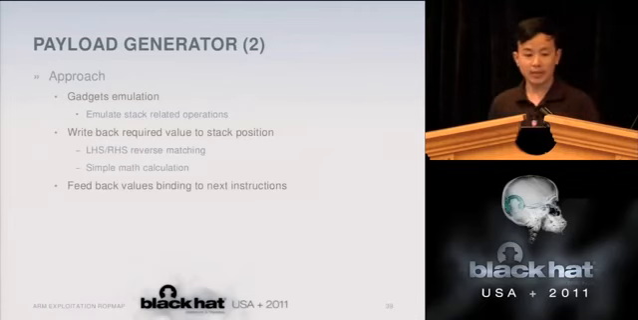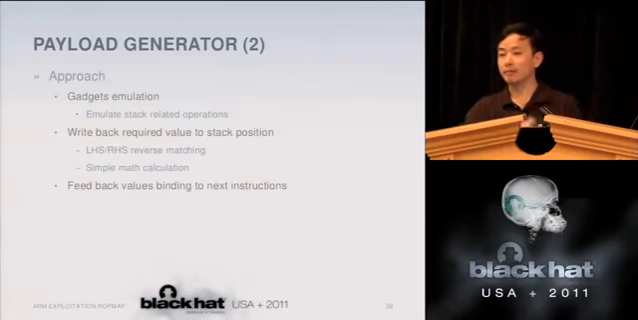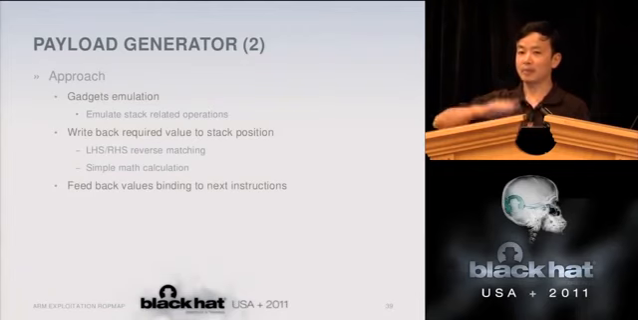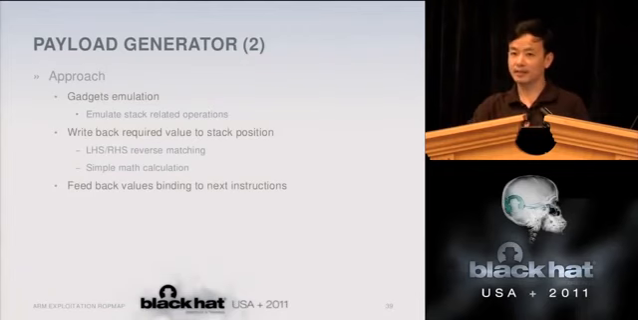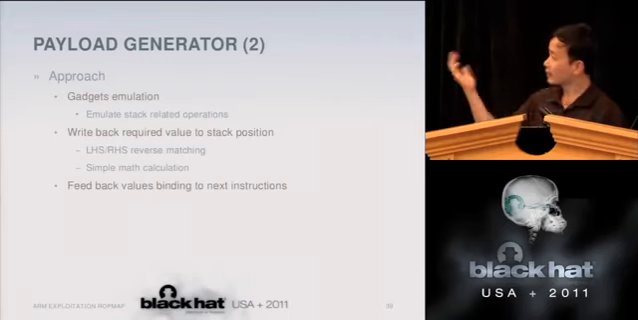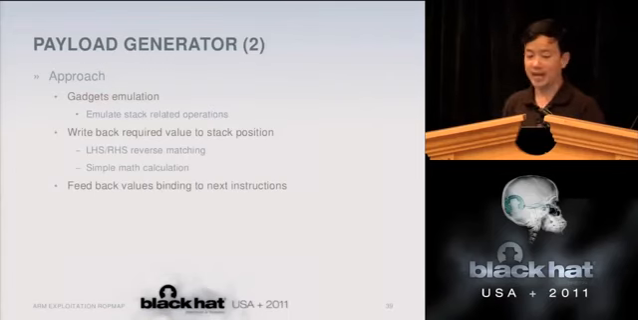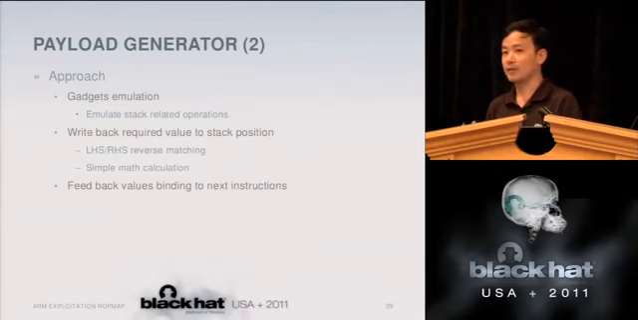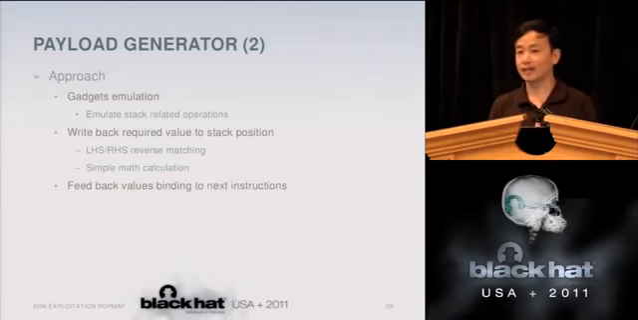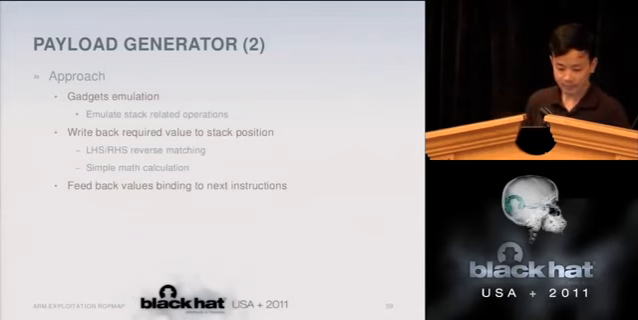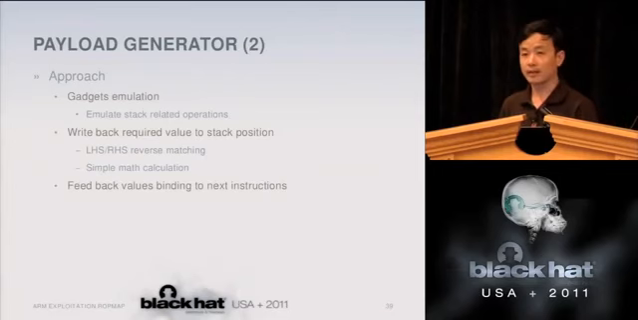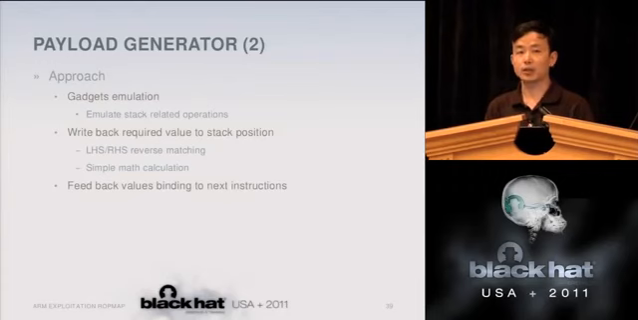In order to do that, we do a revert process. We do the pair matching from the bottom up, so from the last gadget instruction up. And we just do some simple math calculation, like write to R4 plus 16 with value 10, then you just subtract it to get the value on the stack. And we do the value binding feedback to the next instruction, so if there is some duplication, the value is still correct.